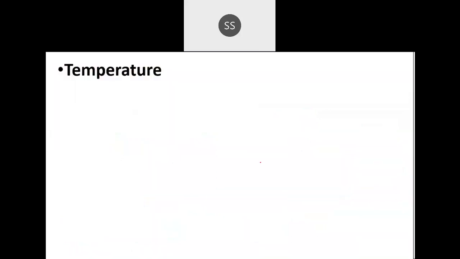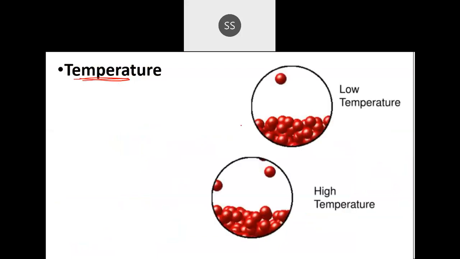Okay, we'll go for the next one, temperature. How does temperature affect the vapor pressure? If you take a lower temperature, the temperature is less, so a smaller number of molecules will go into the vapor phase. But when you increase the temperature, what happens? The kinetic energy will increase. They will get larger kinetic energy, so when they get more energy, more molecules will go into the vapor phase.